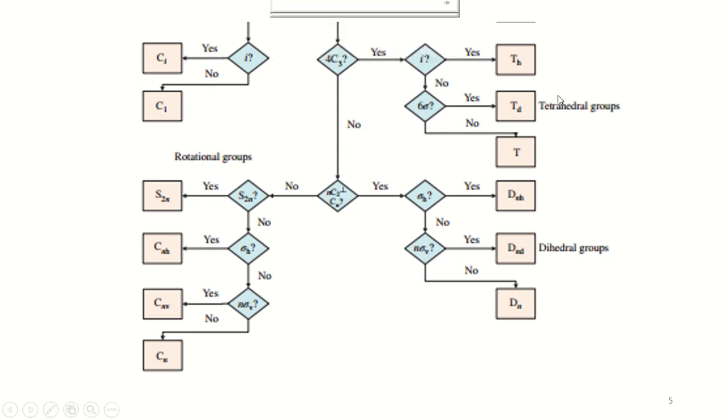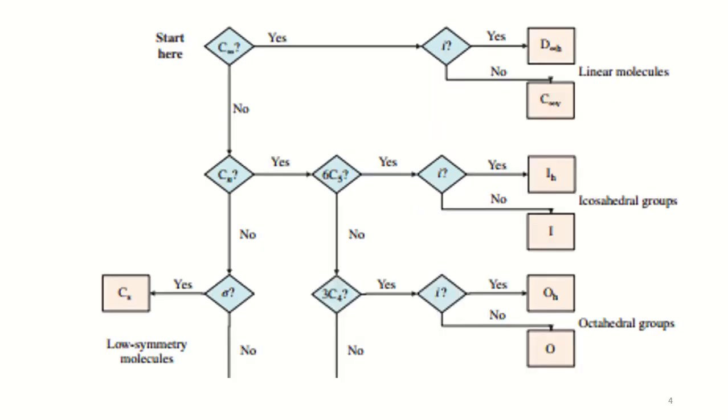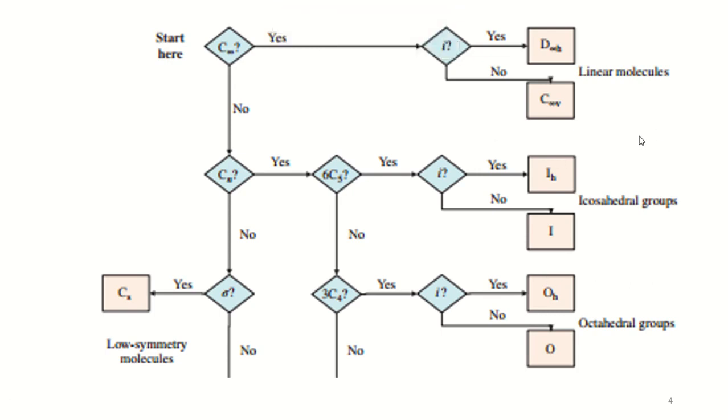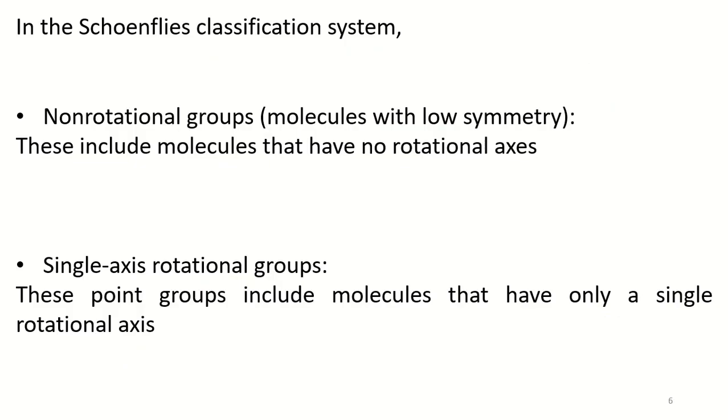Likewise, the point groups O and I are subgroups of Oh and Ih respectively, that include only the rotational operations. Lastly, the Th subgroup of Td includes an inversion center. So this is all about the four classifications of the Schoenflies system. We will discuss more details of point groups in the next lectures.